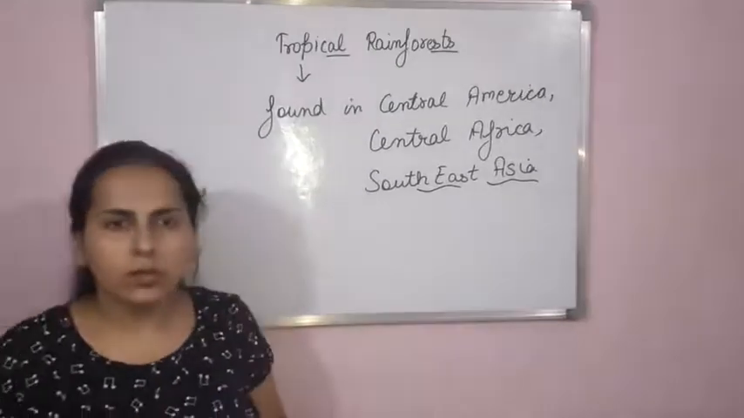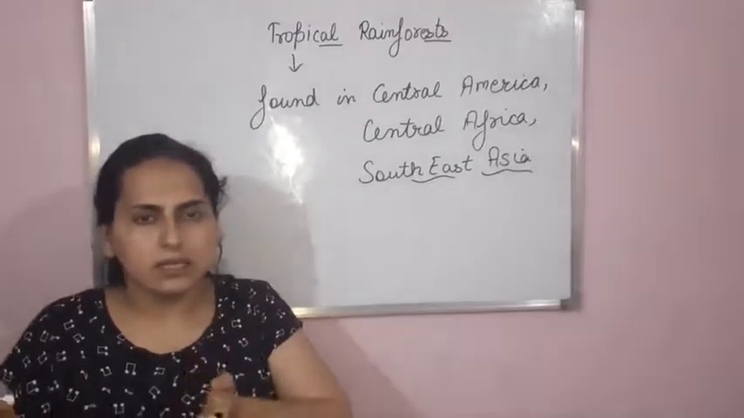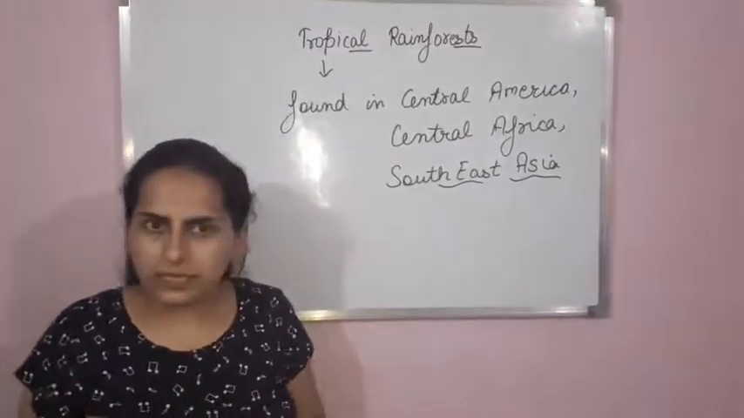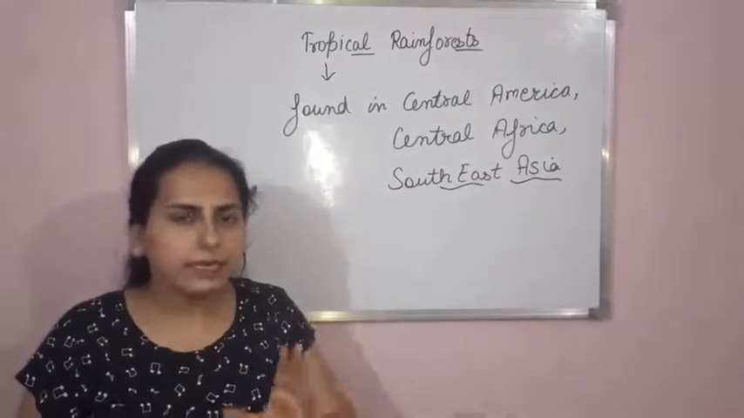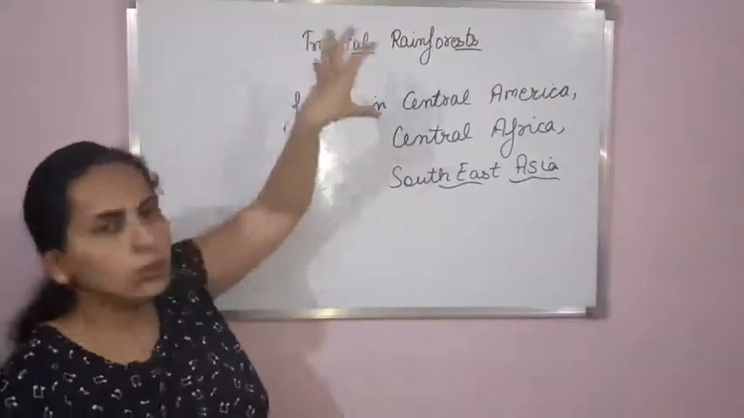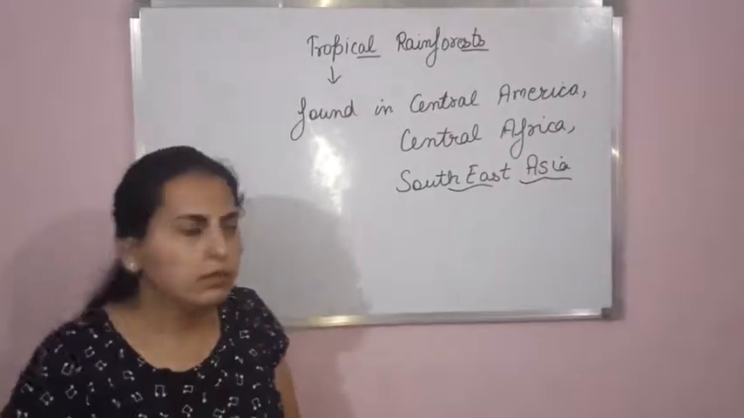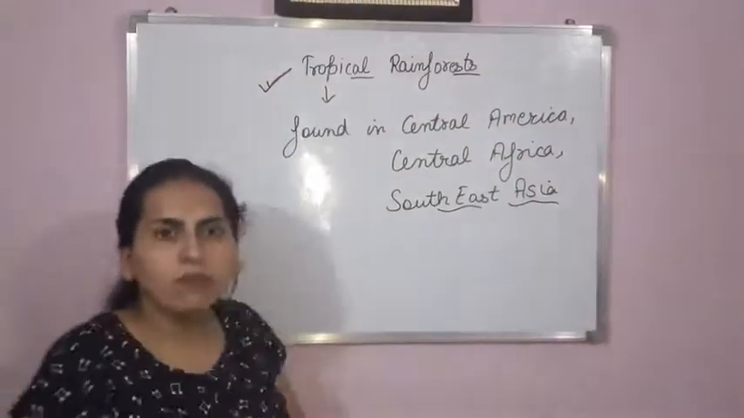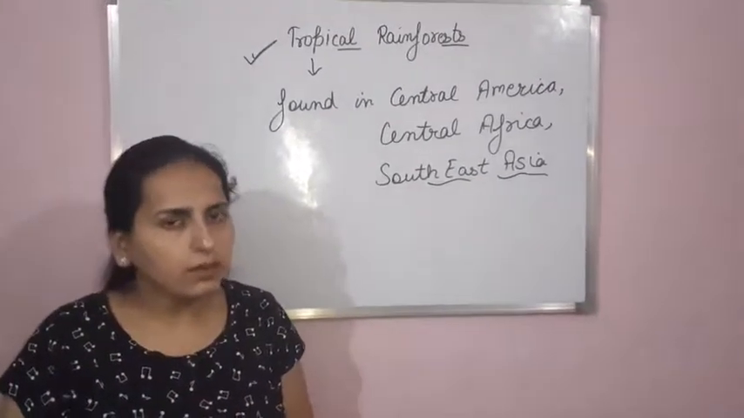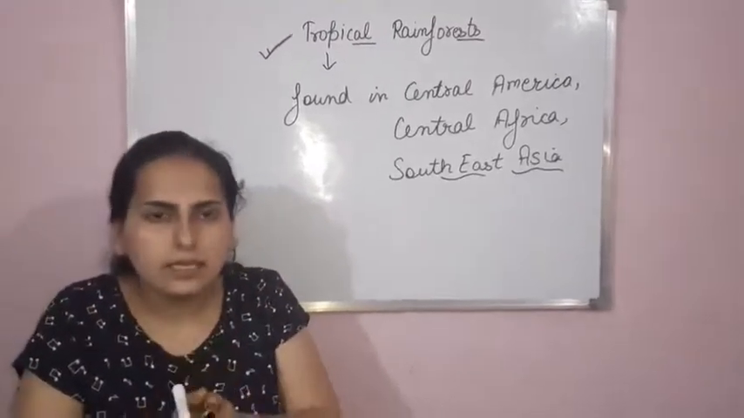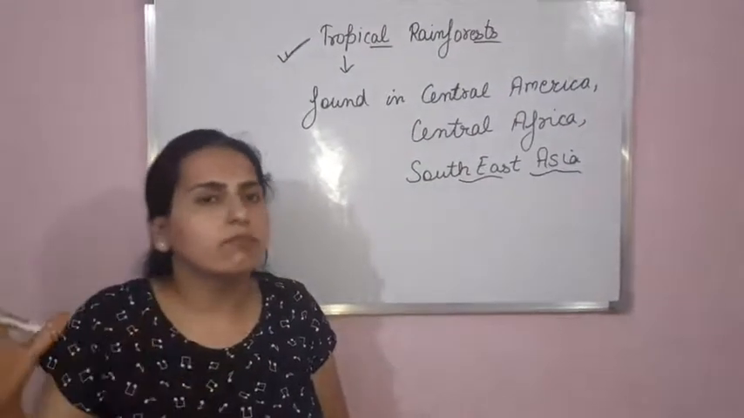Now, as I told you about the climate of tropical region, it is hot and wet, right? This region receives plenty of rainfall and it is hot, right? So, due to the continuous warmth and plenty of rainfall, this region supports a wide variety of plants and animals. Clear?